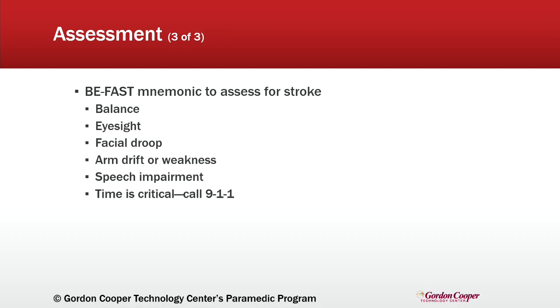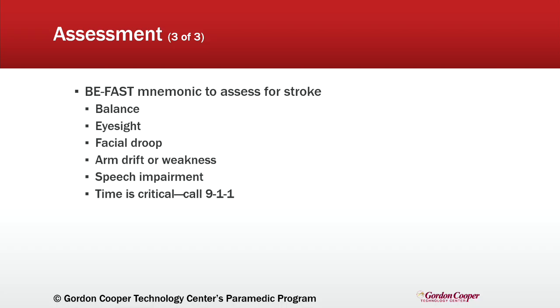A is for arm drift. Have them hold both arms out in front of them. Is one arm drifting down? S is for speech. Listen closely. Listen for slurred speech or trouble speaking. Make sure that that's normal or abnormal for them. And of course, T is for time. This is the most important one.